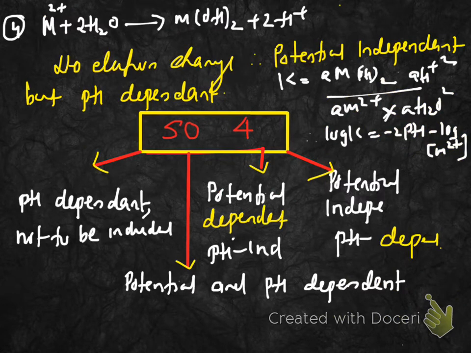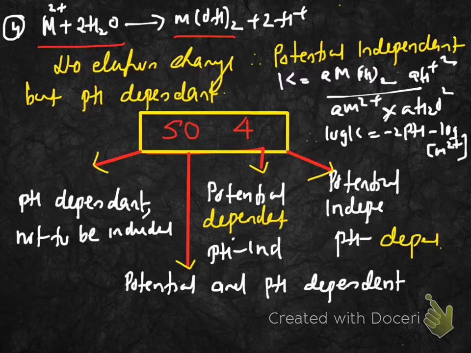And last one is M2 plus 2H2O gives M(OH)2. This is not a redox reaction. This reaction does not involve any electron change because in left side you have M2 plus, right side also metal is in plus 2 oxidation state. The only difference is that it was in free ionic state in the left side, but it came to the hydroxide form in the right side. So it is not a redox reaction.